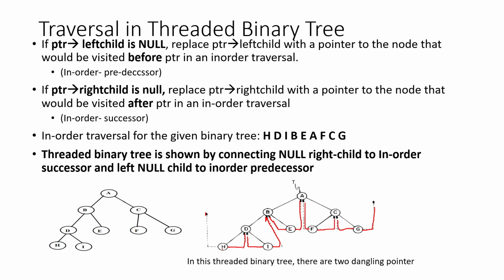Why is null dangerous? Suppose you are unable to store the proper address, or the null address, it will give a problem. So here, after reducing this, we now have two dangling pointers. We call this a dangling pointer because it is not pointing to any parent.